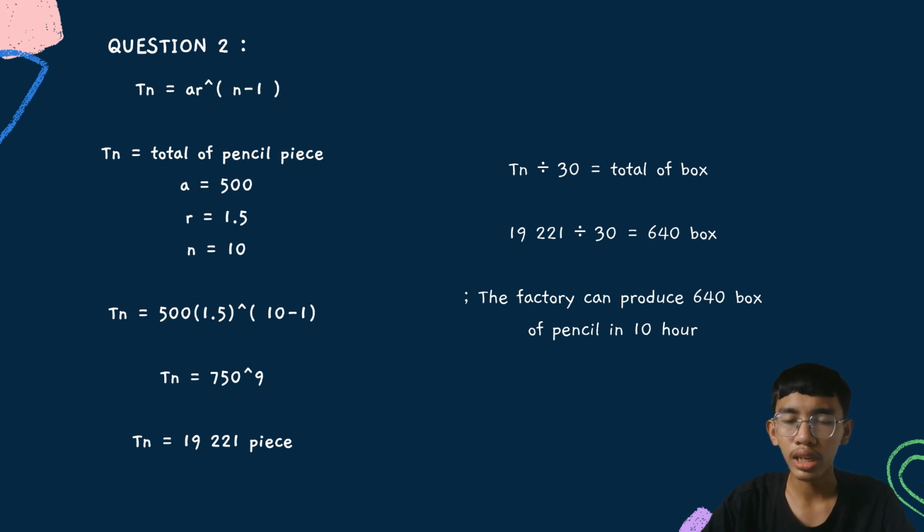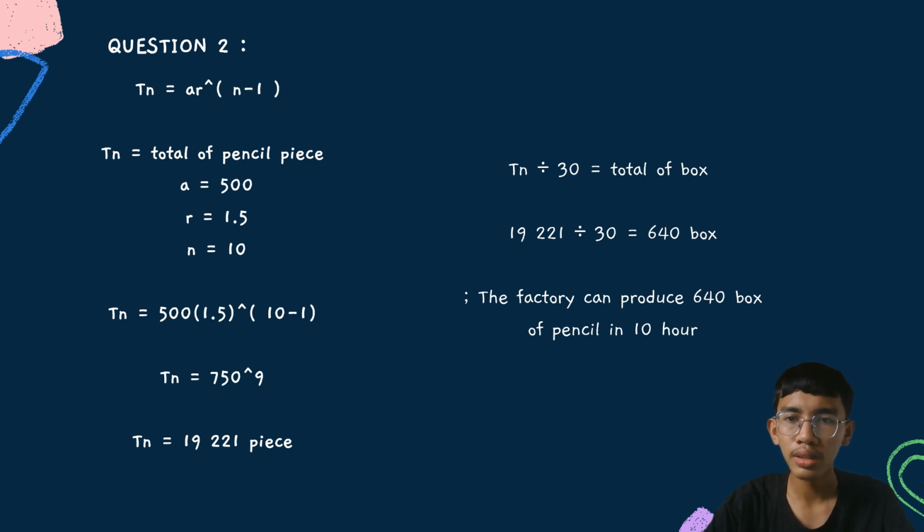From this question, we can know that we can use the geometric progression formula, which is Tn equals A R to the power of n minus 1, where R is the common ratio. So we know that Tn is the amount that we don't know, A is the 500 pieces of pencil, R is the 1.5, and n is the 10 hours.